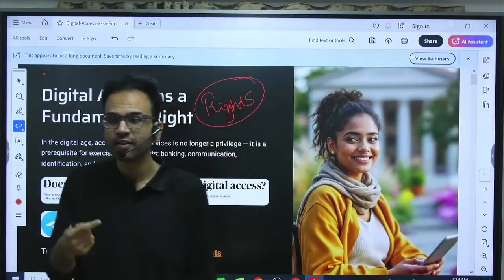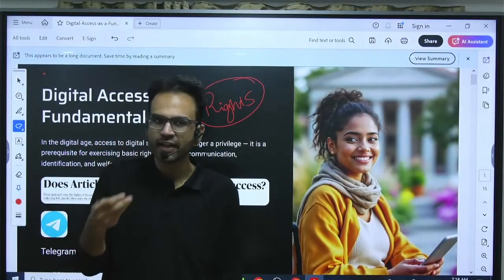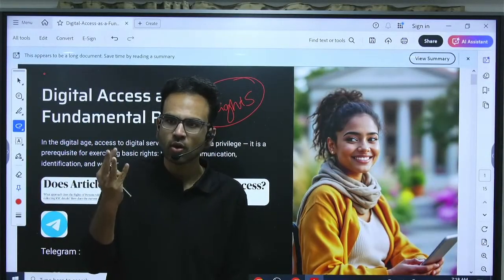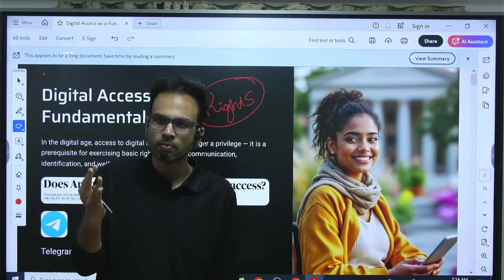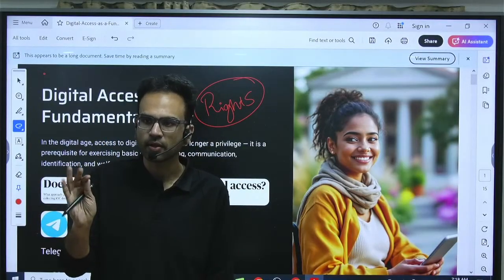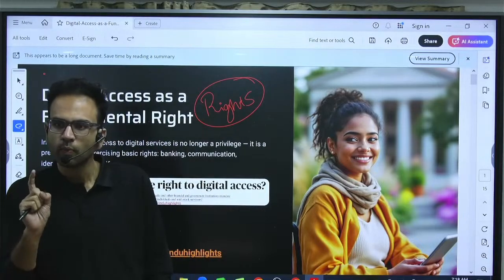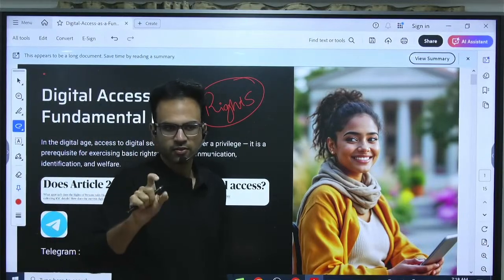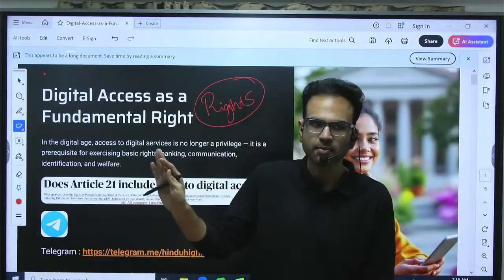What is a state? Definition of a state. It has 4 components: sovereignty, territory, population, and government. Without sovereignty, you have nothing else. So, that concept is clear, right?